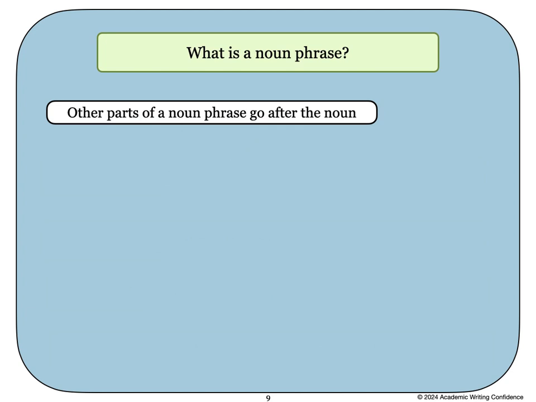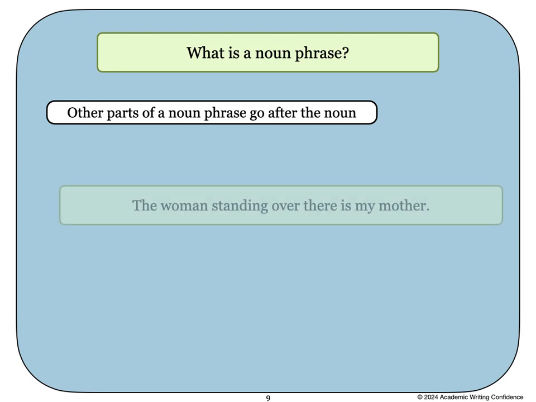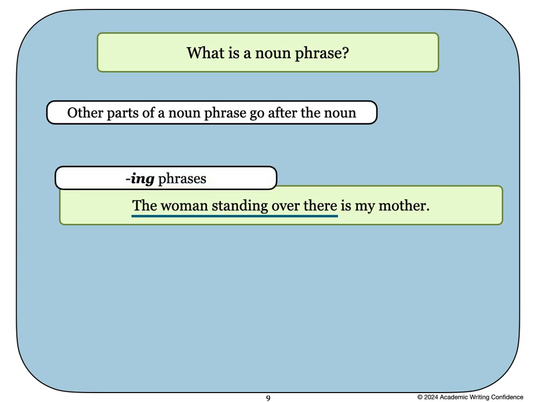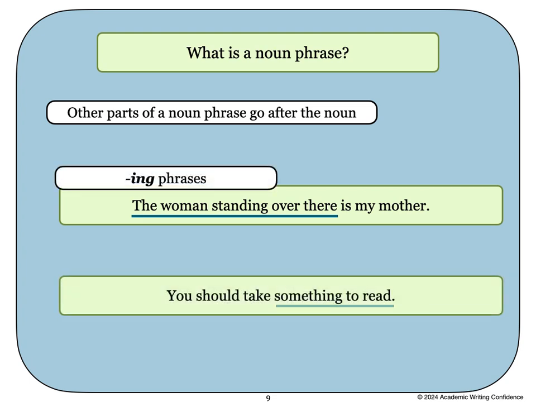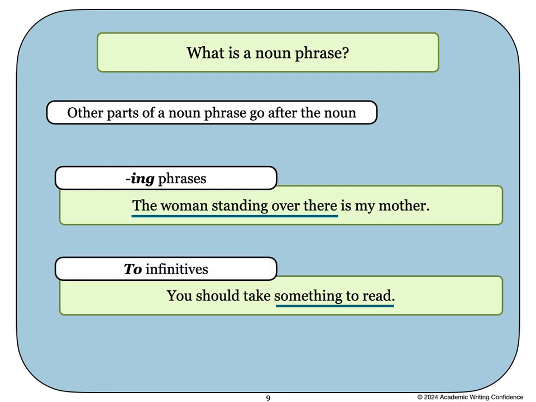Usually when writing a noun phrase, other parts of the noun phrase will go after the noun. The woman standing over there is my mother. These are ing phrases. We can also write, you should take something to read. These are to infinitives.